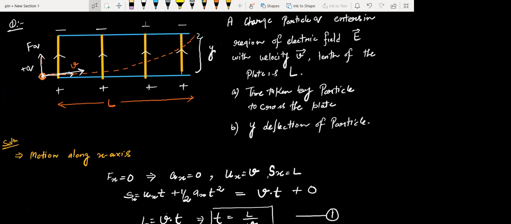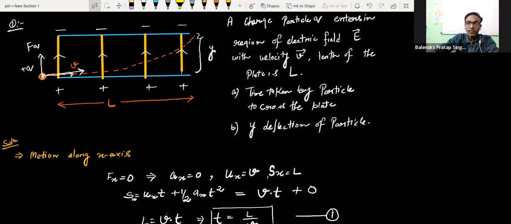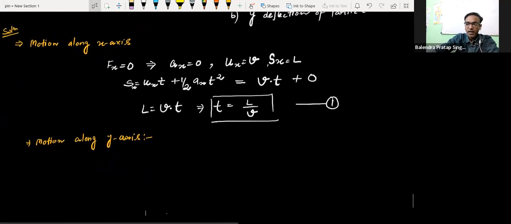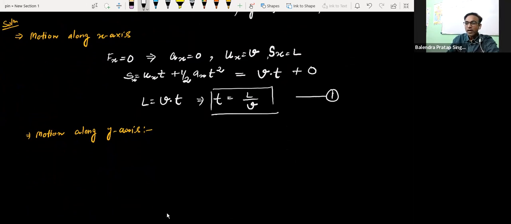Yes, the force due to the electric field, and that force is qE. Fy is again qE. If there is a force, then there must be acceleration experienced by that particle. That's why it's moving in the y direction. Otherwise, it would go straight along the x direction. But if it's changing its direction of motion, it experiences acceleration, which can be calculated via F is equal to ma.